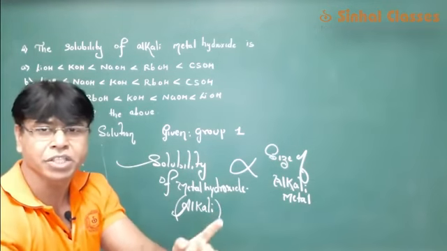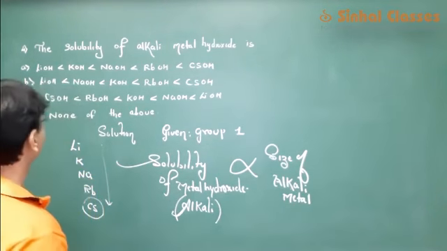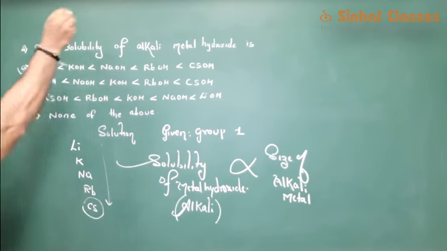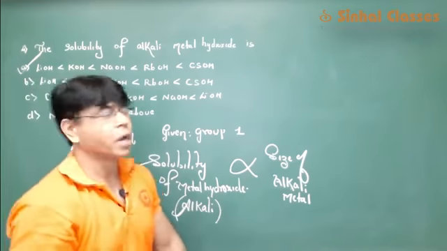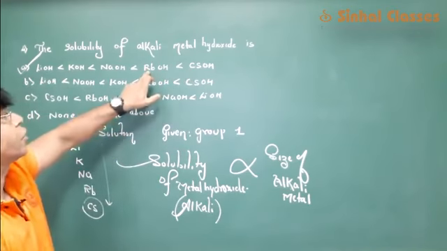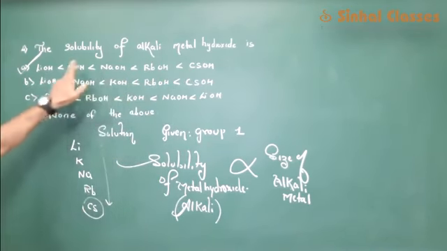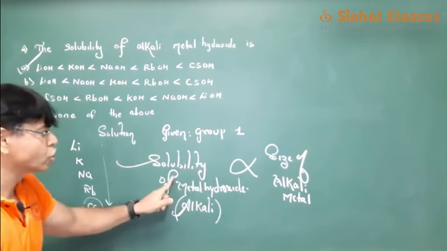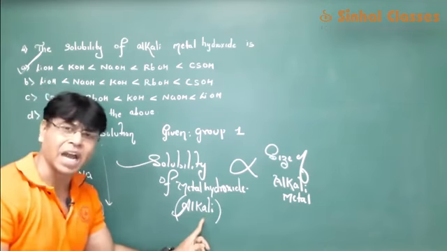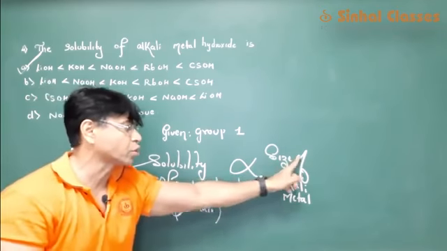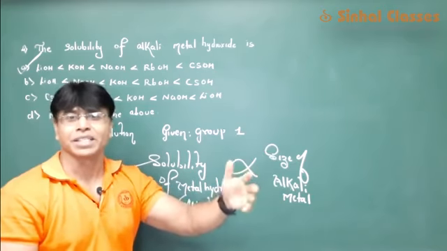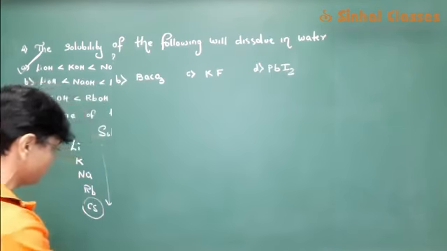So what should be the answer for this question? The option which is correct is A. A is the correct option because cesium size is larger than rubidium, then sodium, then potassium, then lithium. So don't forget this, solubility of metal hydroxide of alkali is directly proportional to the size of the alkali metal. Okay, so let's see the next question based on this.